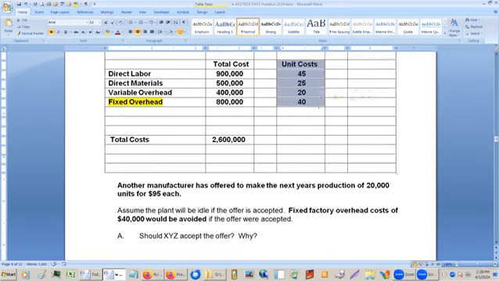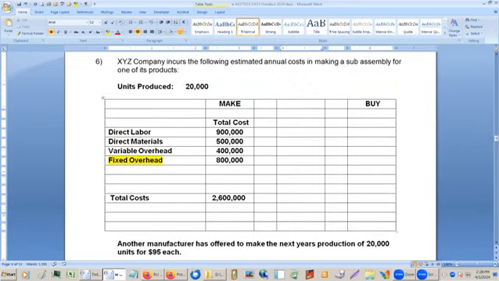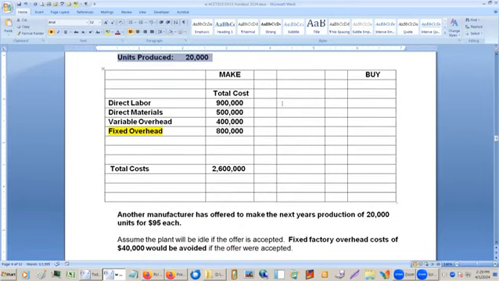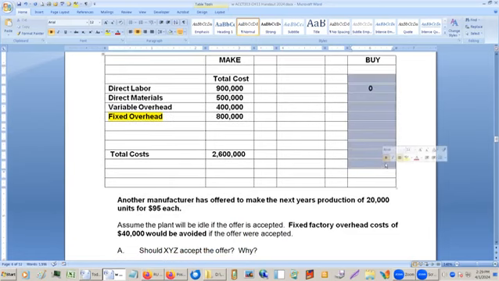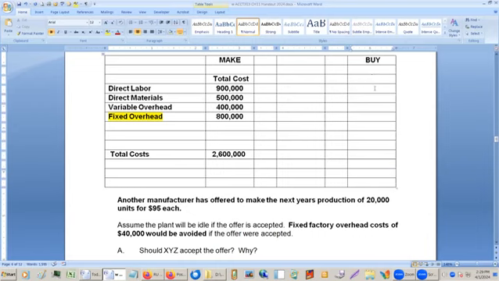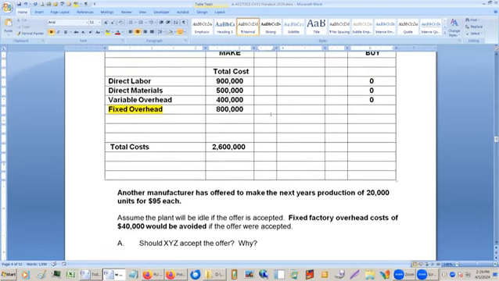We're gonna get rid of these for now. To get the unit cost, you just divide everything by 20,000, if you needed that. All right, direct labor is 0. Too many zeros in there, but it doesn't matter if you have too many zeros. Okay, fixed overhead costs of 40,000 will be avoided.